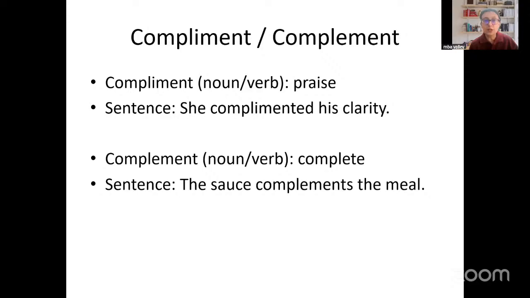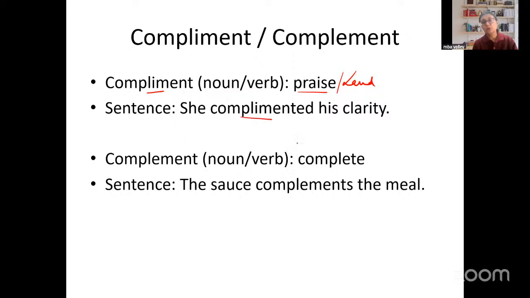Okay, the next set of words. Compliment with PLI and complement with an E. So compliment, ये वाला, is praise. किसी की तारीफ करना. Synonymous to the word laud, L-A-U-D. किसी को praise करना, किसी की तारीफ करना, किसी को compliment करना. Like you say, oh, you look beautiful today. That's a compliment. She complimented his clarity. Clarity of thoughts or clarity of words. It can be anything. But she complimented, right?